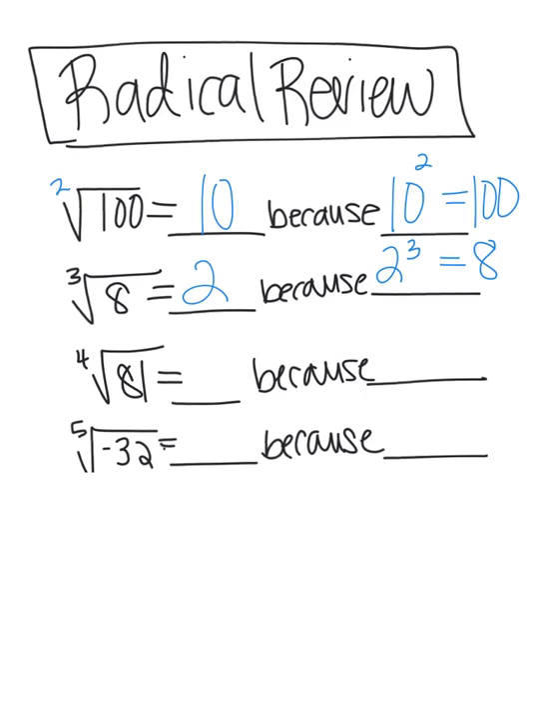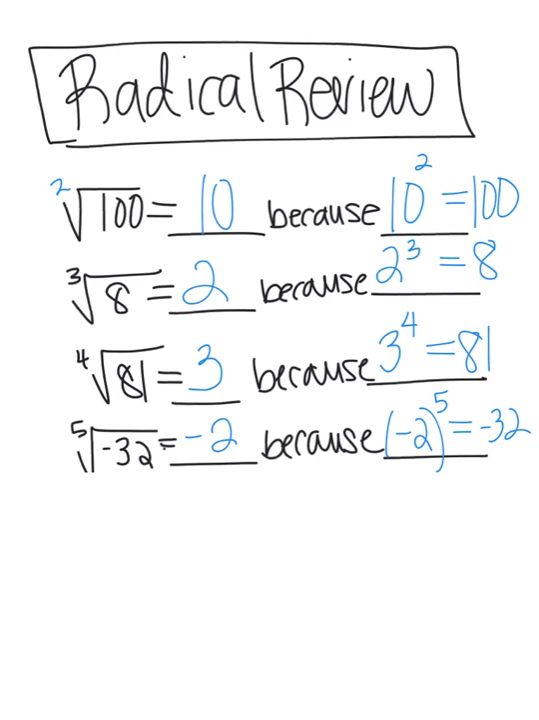Now the fourth root of 81. So what number would you multiply by itself 4 times to get 81? And that would be 3, because 3 to the fourth power is 81. All right, last one involves a negative. What number would you multiply by itself 5 times to get negative 32? And that would be negative 2, because negative 2 raised to the fifth power is negative 32.